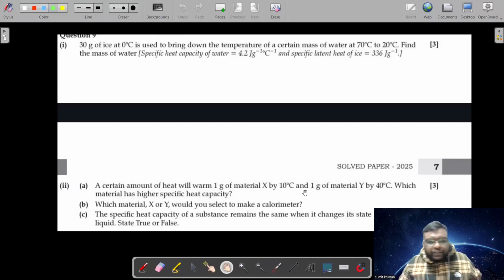So hello dear students. Today we will solve one problem, and this problem is based on the heat chapter from class 10th, and this problem is from the ICSE board 2025. Today we will solve some problems, and these all problems will be based on chapter number 10, that is heat. So the first problem is like this.